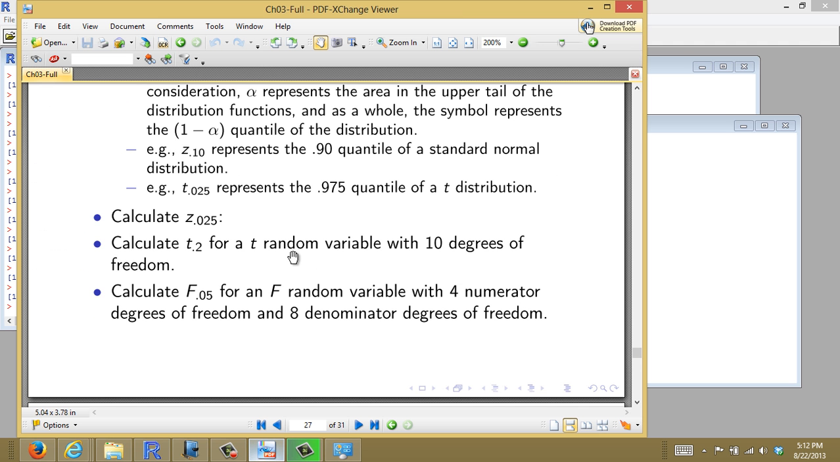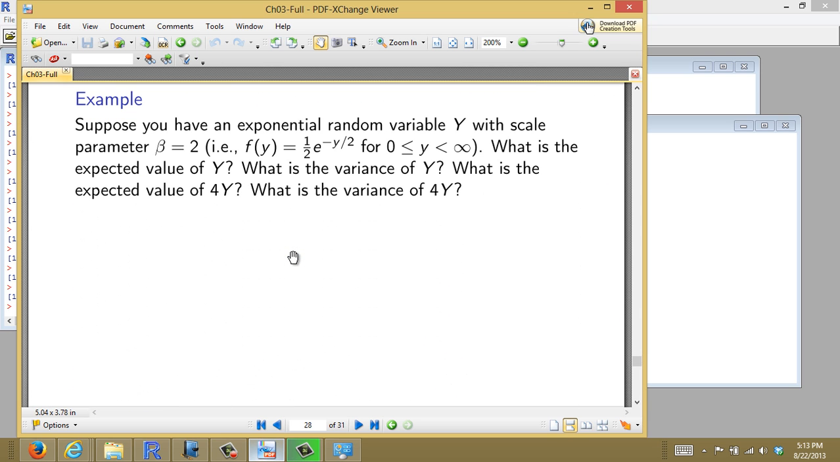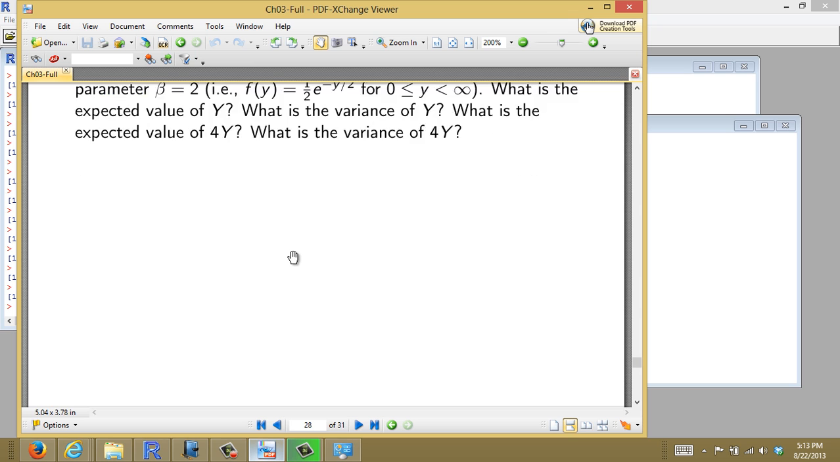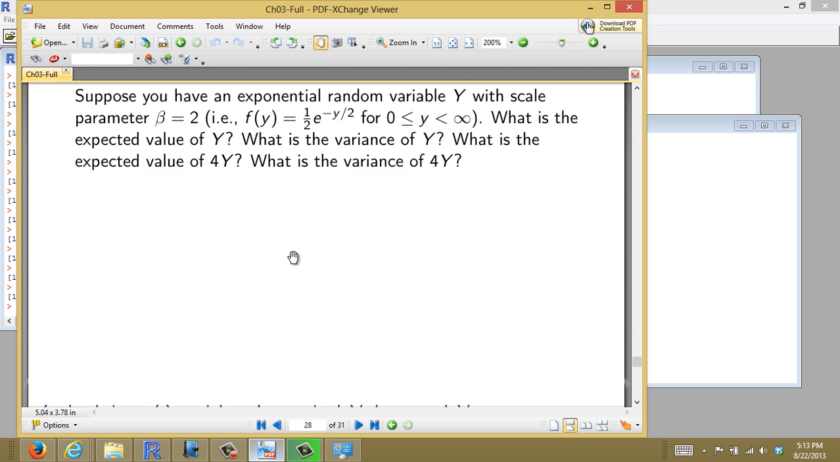So using R, we can easily calculate quantiles for the common statistical distributions. We simply need to know how the different distributions are parameterized. So let's do some practice now of calculating the expected value and the variance for a couple of distributions.